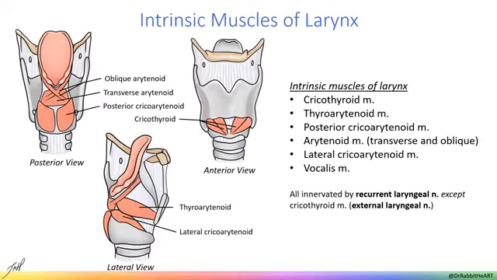The larynx is a dynamic structure, with muscles acting on laryngeal cartilages to do things like adjust the pitch of the voice or adjust the size of the airway. This is accomplished by intrinsic muscles of the larynx listed here, which will be described over the next couple of slides.